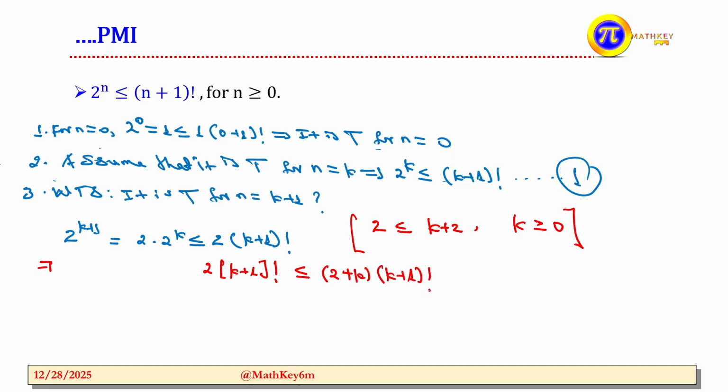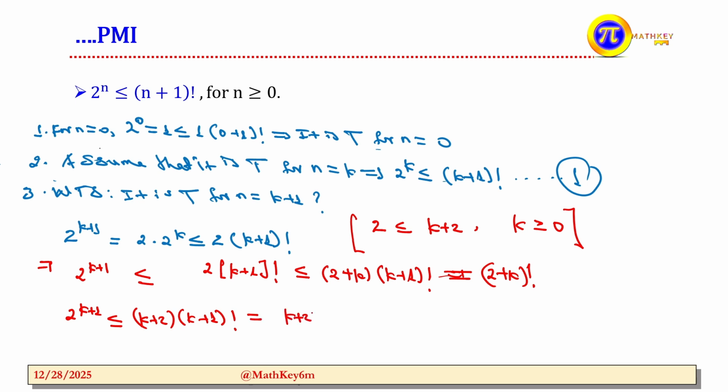From the assumption here, again, this is equal to 2 to the power of k plus 1 is less than or equal to this one. So by transitivity, what for? 2 to the power of k plus 1 is less than or equal to k plus 2, since addition is commutative, times k plus 1 factorial. What does this apply? We know that k plus 2 times k plus 1 factorial means what? Which is equal to 2 plus k factorial, we can say. Yes, it is. This implies which equals k plus 2 factorial.